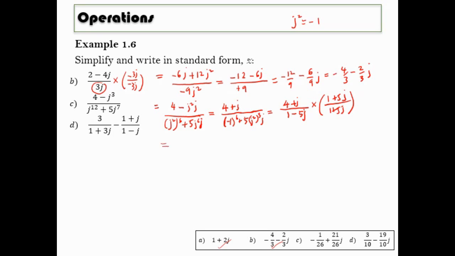So it will be 4 plus 20j plus j plus j squared divided by 1 squared minus 25j squared. So the answer is 4 minus 1 is 3 plus 21j divided by 1 plus 25. So it equals to, what is it? 3 plus 21j divided by 26. So the answer is, is something wrong here?